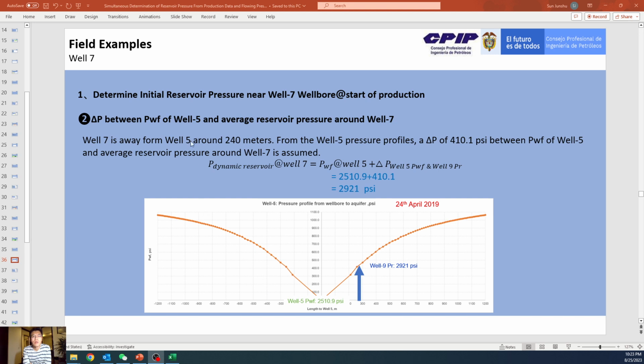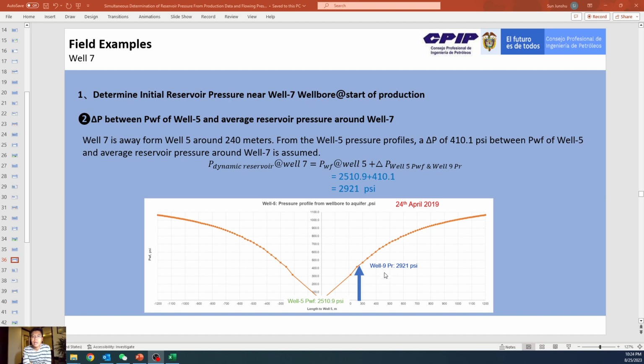Now the delta P between well 5 and the average reservoir around well 7. Well 7 is 240 meters away from well number 5. From this pressure profile, we can get a delta P of 410.1 psi between the flowing pressure of well 5 and the assumed average reservoir pressure around well 7.